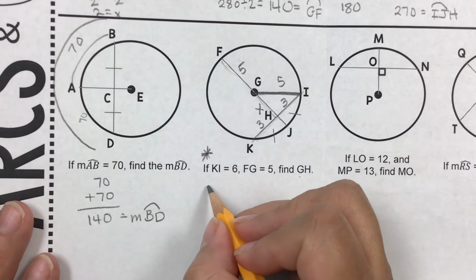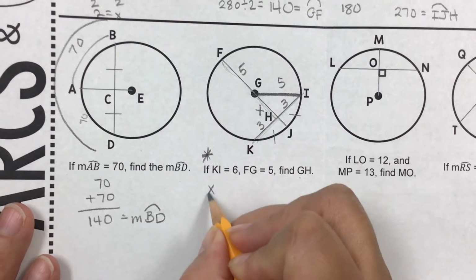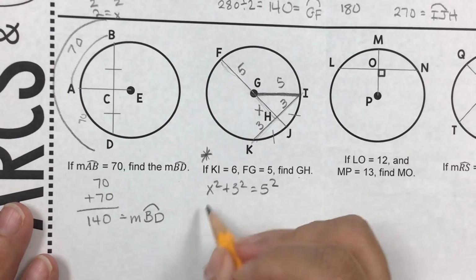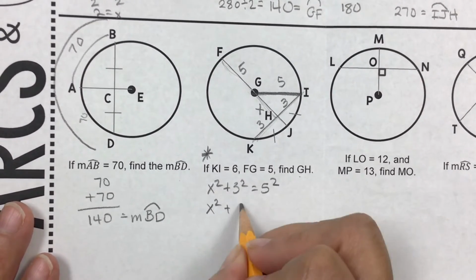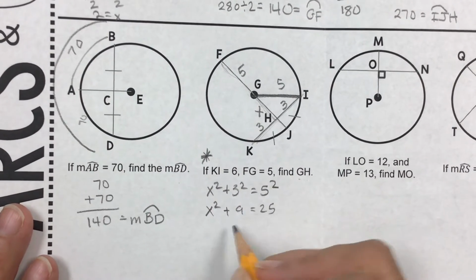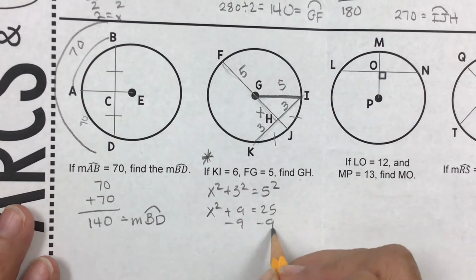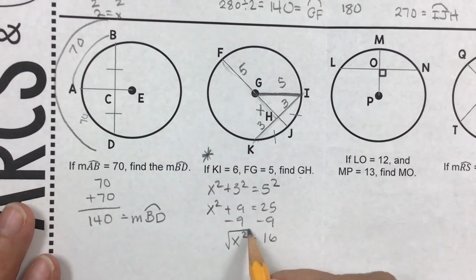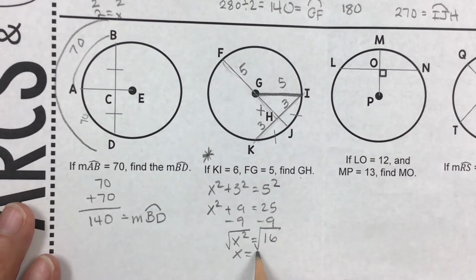So now we have to do the Pythagorean Theorem. X squared plus 3 squared is equal to 5 squared. X squared plus 9 is equal to 25. Subtract 9 from both sides. X squared is equal to 16. The square root of both sides. X is equal to 4.